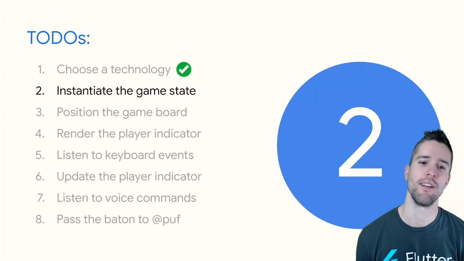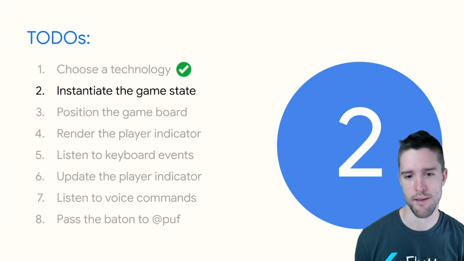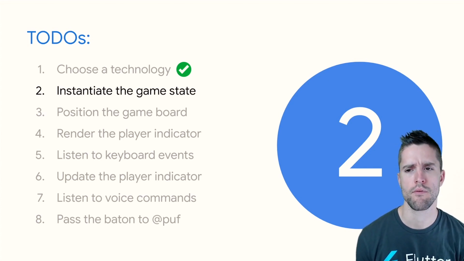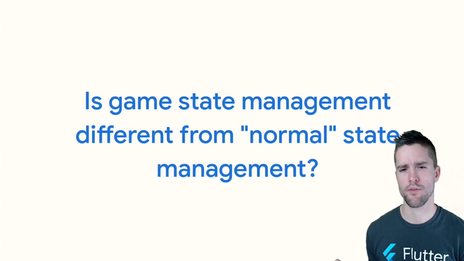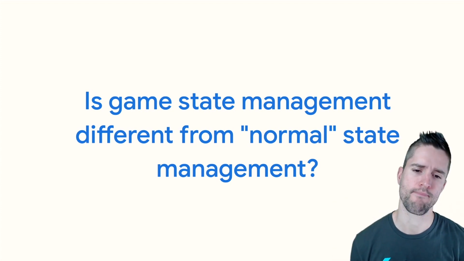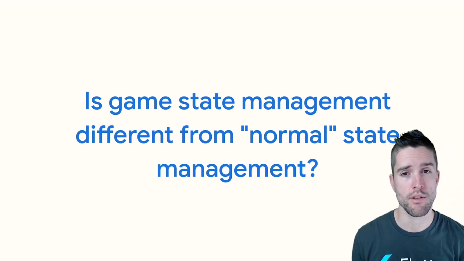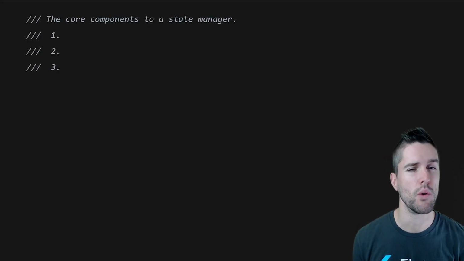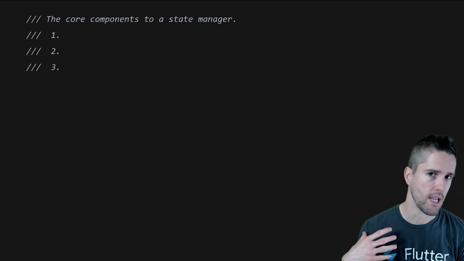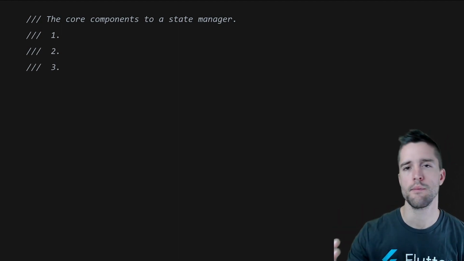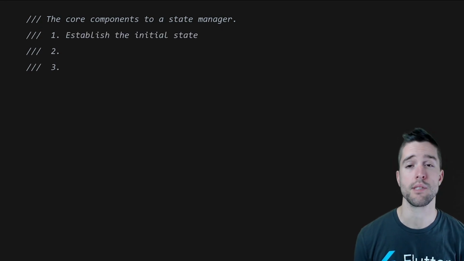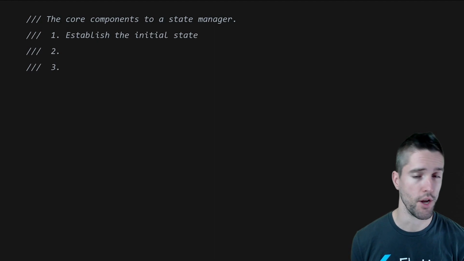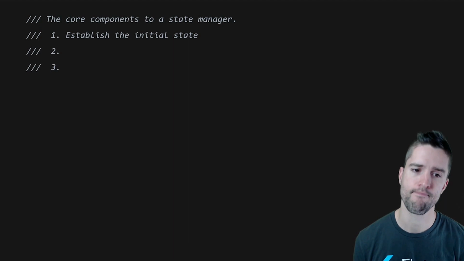Okay, one down. Now it's time to start instantiating our game state. And the first question that I think we have to ask ourselves is whether or not game state management is intrinsically different from normal state management. But to answer that question, let's look at some state management and see what it does. I think that there are 3 core jobs that any good state management solution has to do. And the first one is to establish the initial state. You got to know, what is the first screen that I need to run? What is the level before the player has done anything?